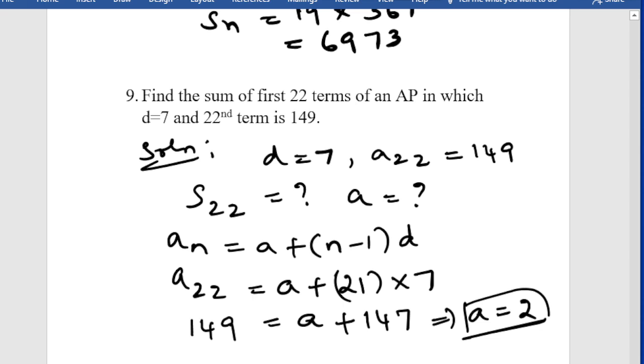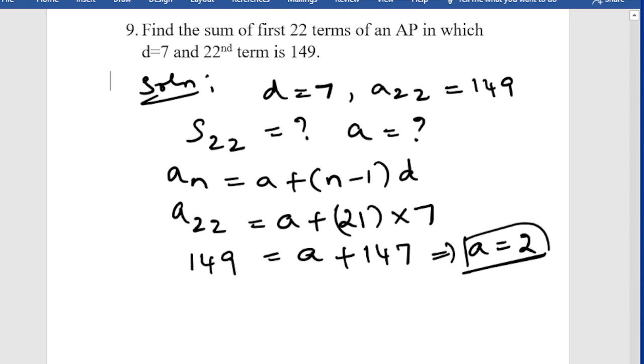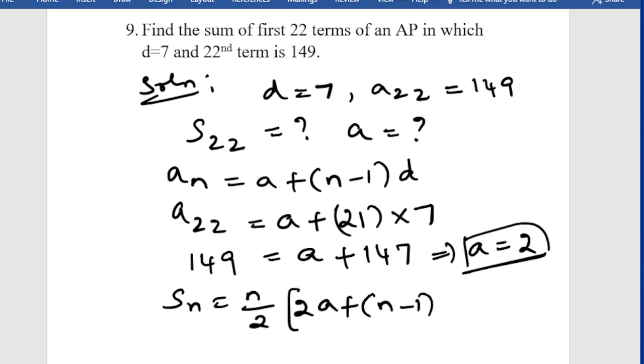So we know what is A, what is D and the total number of terms. We are finding the sum of first 22 terms. So the suitable formula is Sn equal to n by 2 into 2a plus n minus 1 into d. So we have done so many times using this formula and substituting all the things. Finally, you would get S22 as 1661. After substituting all the values a, d, n, everything, you will get S22 as 1661.